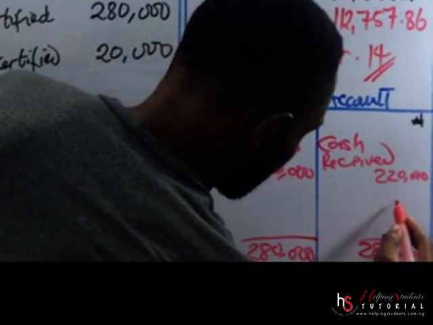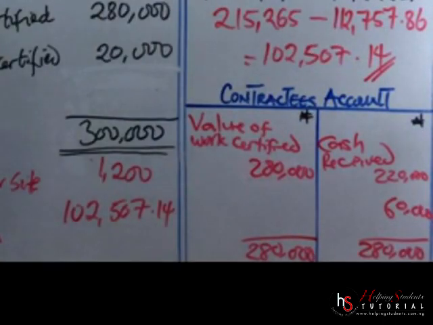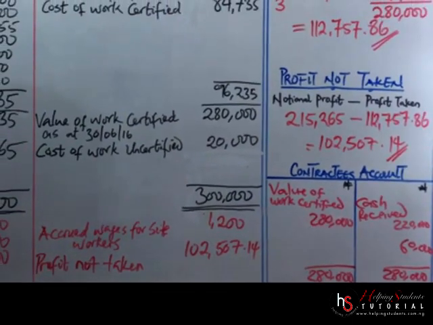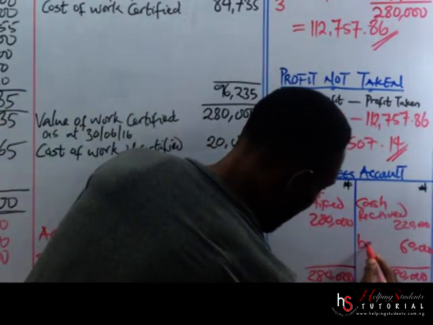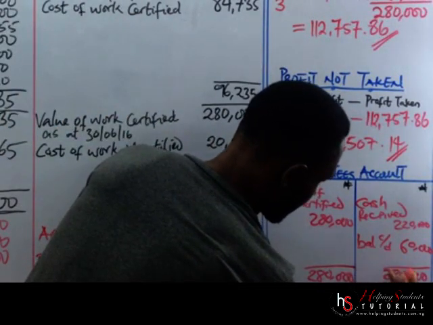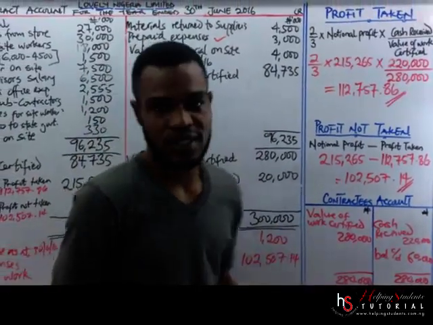So here we have what? 60,000. Now this 60,000 which we have, it now represents what? The balance brought down. Okay? It represents the balance carried down. So we have balance carried down as 60,000.